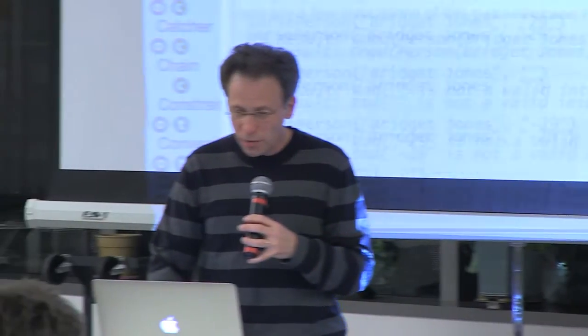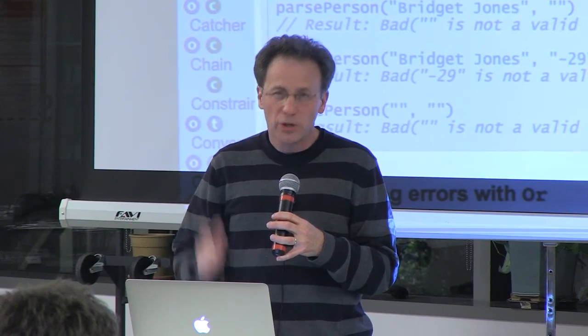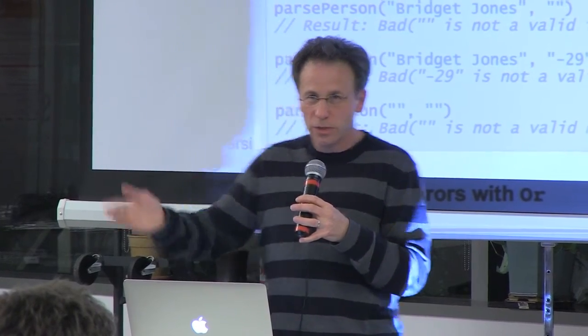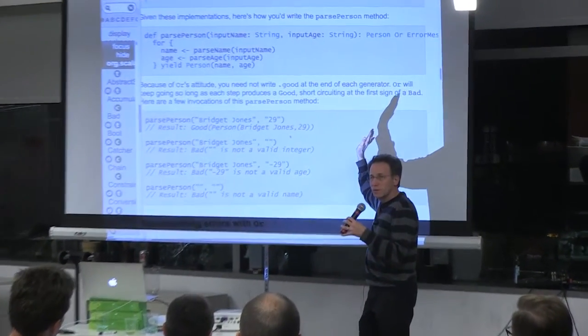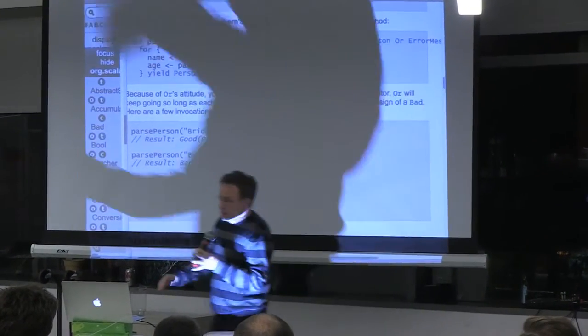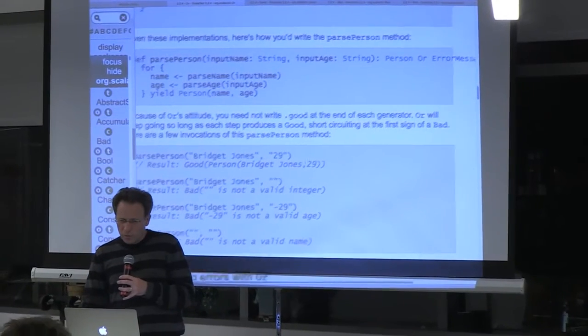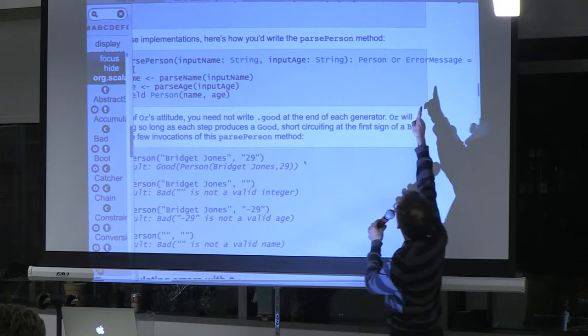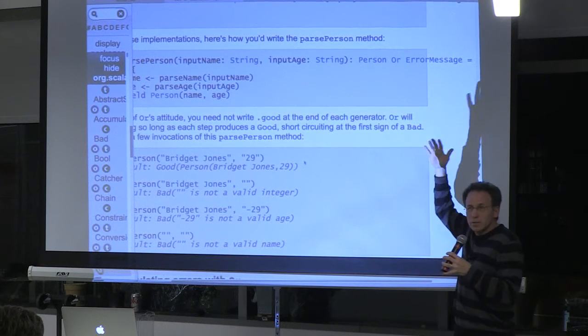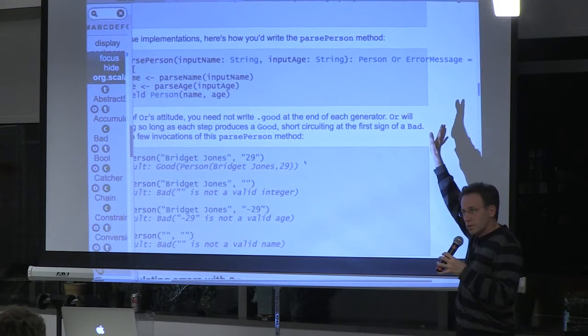That's my opinion. The other thing that you can do with Or is accumulate. That's how I actually started out. So this doesn't accumulate errors. It just short circuits at the first one. You'll get the first error. And by the way, the other way this is different from exceptions is this error message here is a type alias for string, but it doesn't have to be a string. It could be any type.